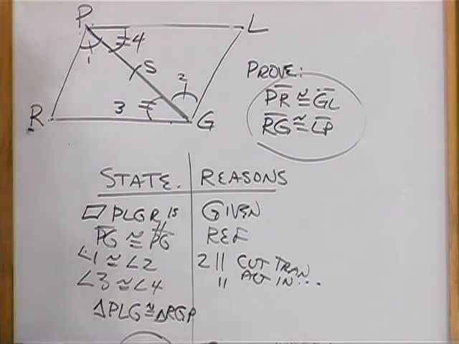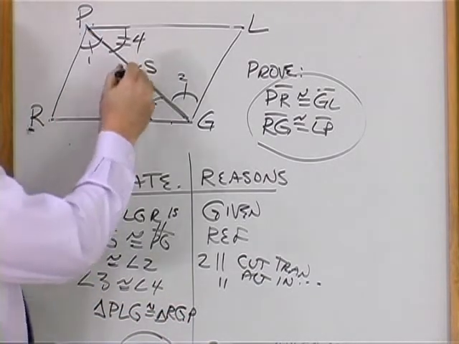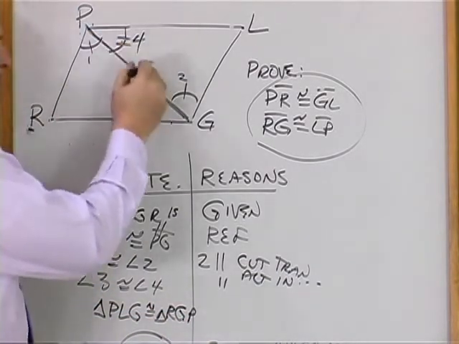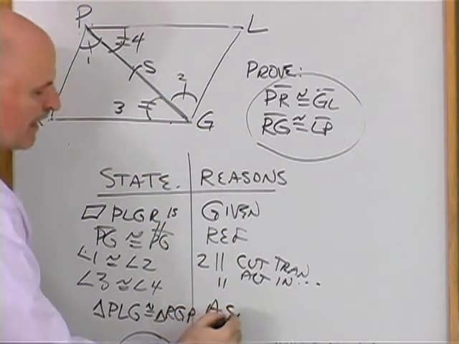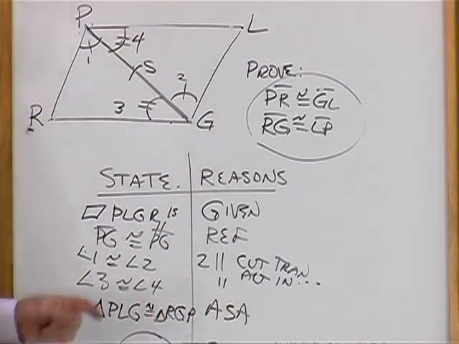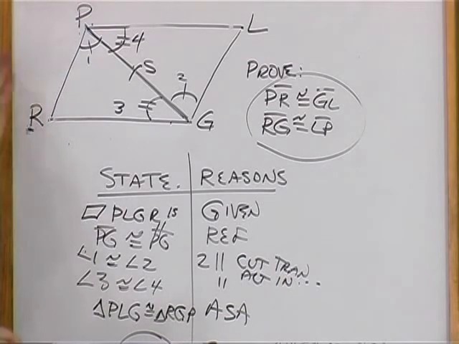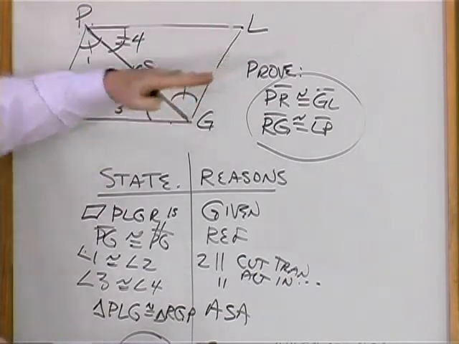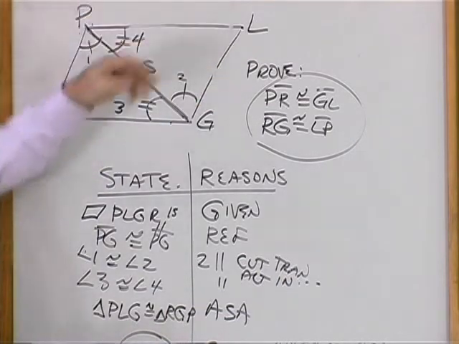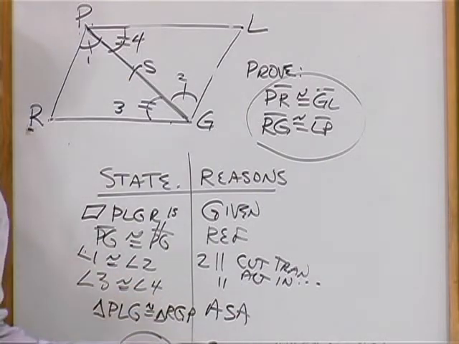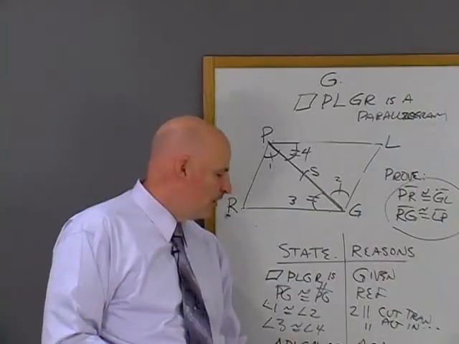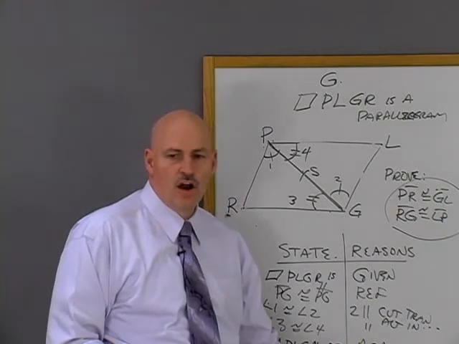Same reason. The two triangles are congruent because of angle, side, angle. And then you state that these two line segments are congruent because corresponding parts of congruent triangles are congruent.